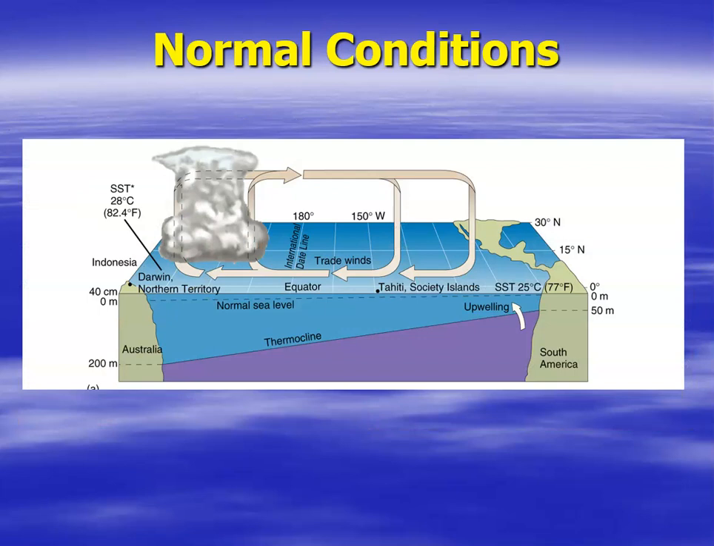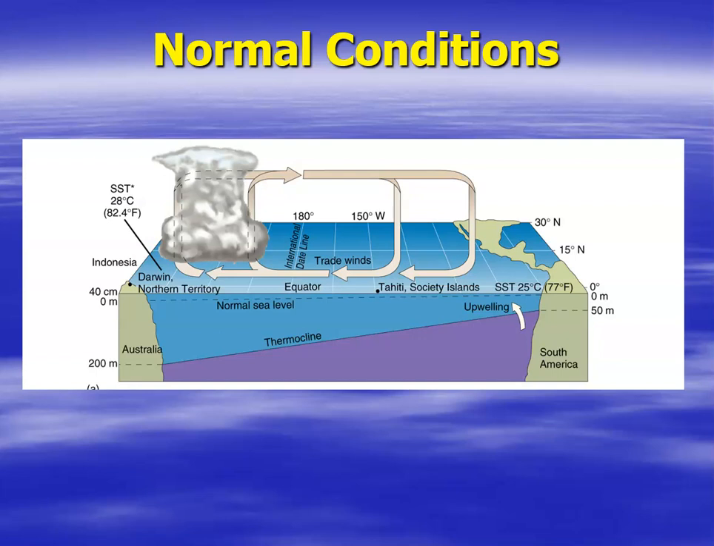So an El Nino is a change in wind and weather patterns over a very large area. So we're going to focus on what happens in the Pacific Ocean because that's what's going to affect us, but it actually is a global phenomenon.